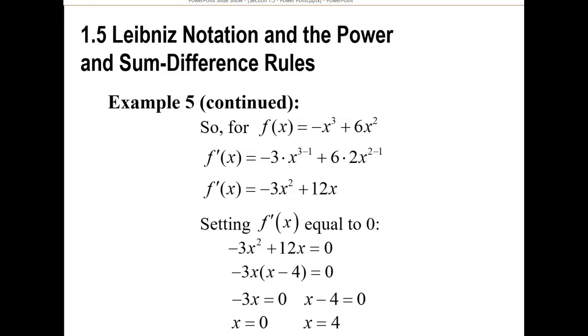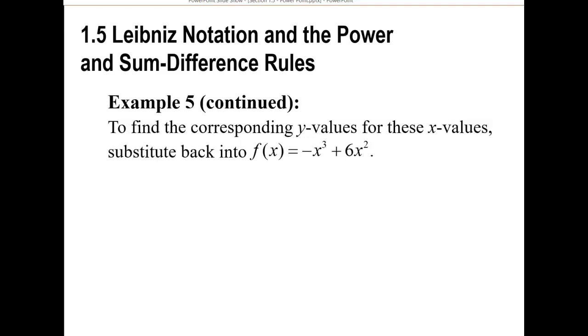Now remember, our question says find the points. So we have at this point just found our x values. So there's 2 points, it looks like, where there's a slope of 0. But we only have identified the x's. So to find the corresponding y values for those x's, we're going to plug those back into our original function.